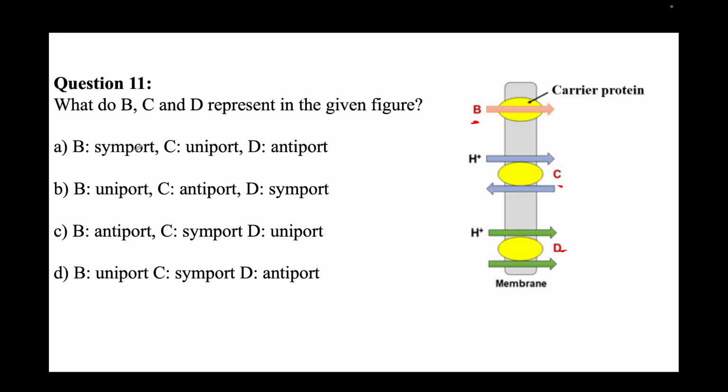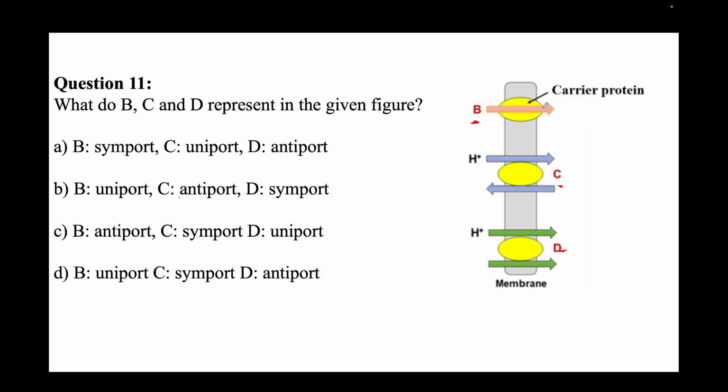Option A is B is symport, C is uniport, D is antiport. Option B is uniport, antiport and symport. Option C is B antiport, C symport, D uniport, and option D is B uniport, C symport and D antiport. So what would be the correct answer here?